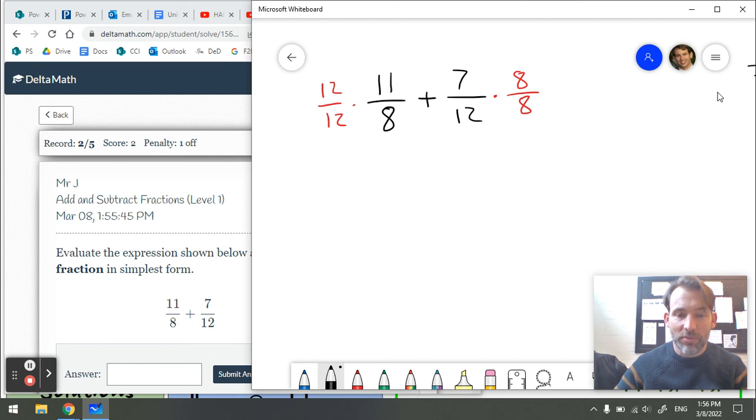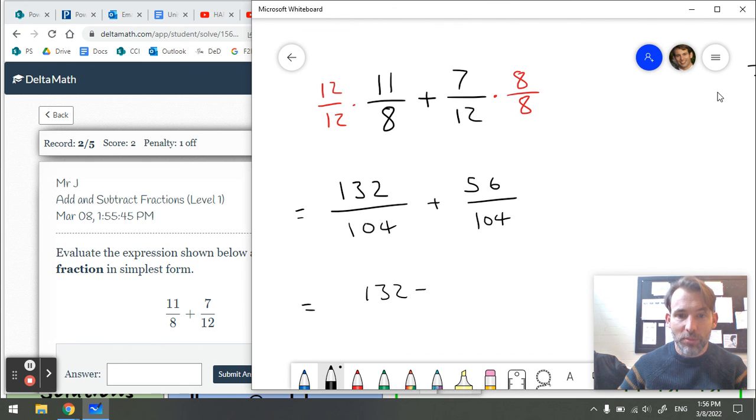So then I can do 12 times 11, which is 132. Yeah, 132 over 12 times 8. 12 times 8 is 104. Plus 7 times 8, which is 56, over 104. Okay, so now I have this, this is equal to that. And then, now that I have it over the same denominator, I can do 132 plus 56, which is 188 over 104. And then I notice, well, they share a factor 4.